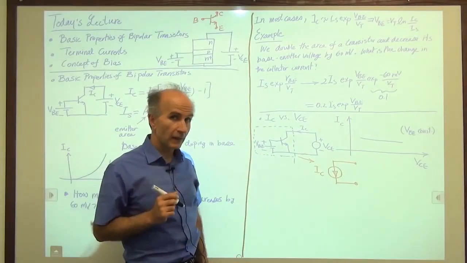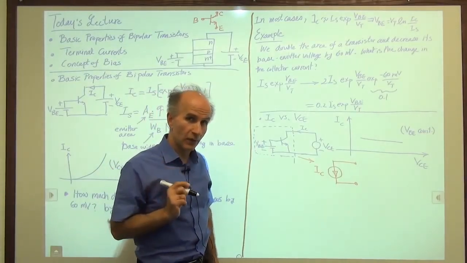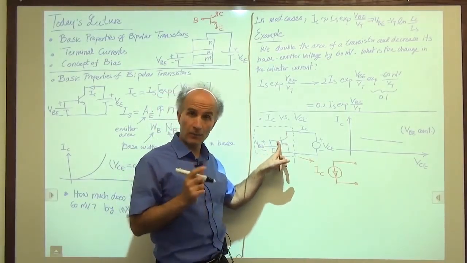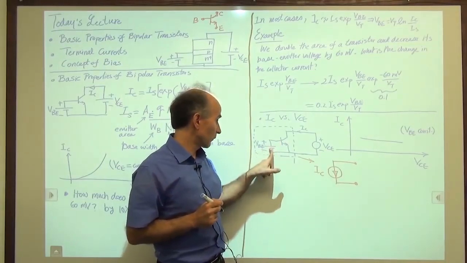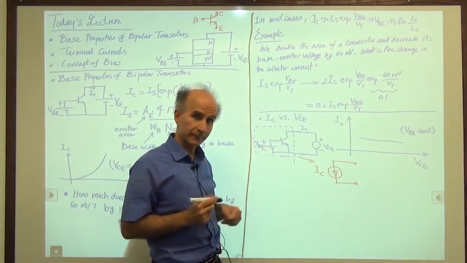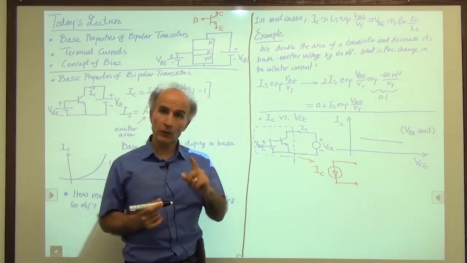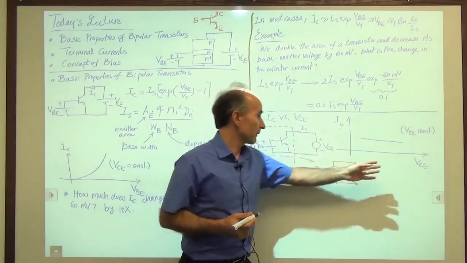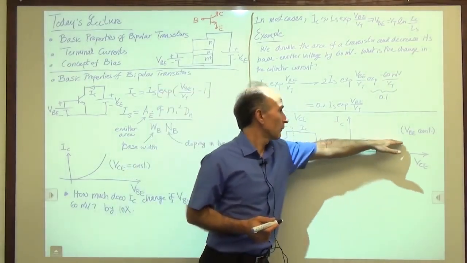Of course, provided that we stay in forward active region, provided that this junction is reverse biased, or at least not forward biased, and this junction is forward biased internally. Okay, now let's perform one more test. I plotted IC as a function of VCE in this situation, and I got a flat line.